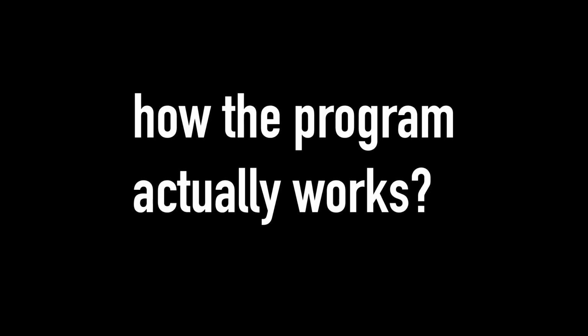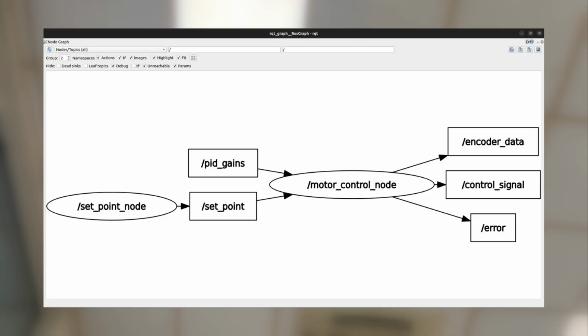Now, let's talk about how the program actually works. Since we used ROS2, we can easily visualize how different components communicate. At the core of our system, we have a set of ROS2 nodes exchanging data in real time. One node is responsible for sending set points, another for handling control logic, while the controller runs inside of micro-ROS. This structured communication ensures that each part of the system performs its role without interference.